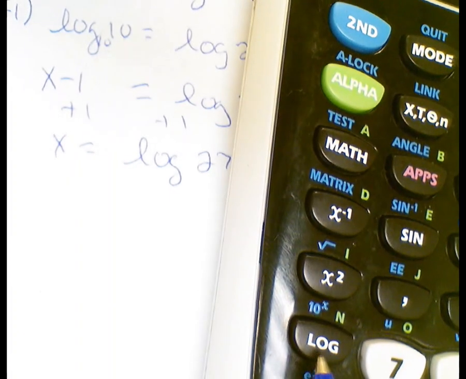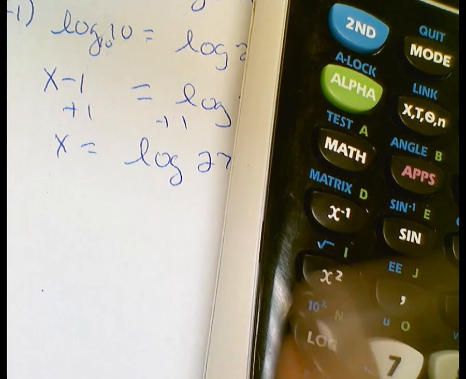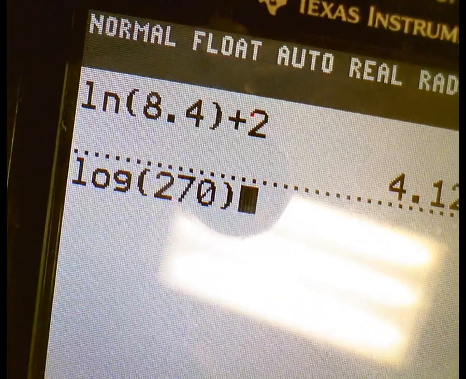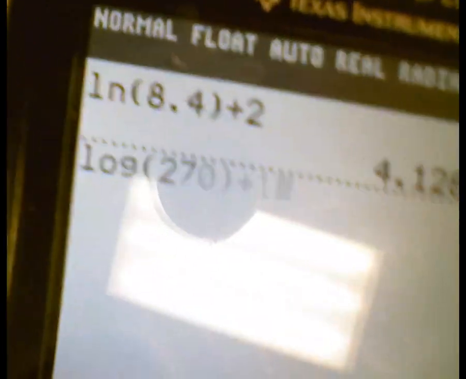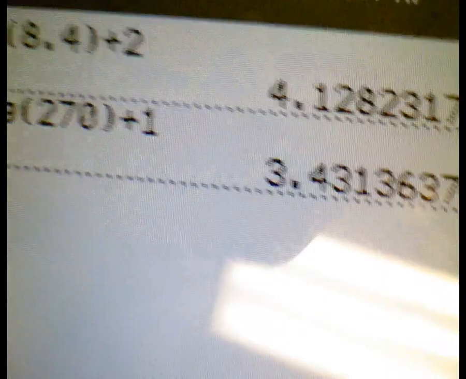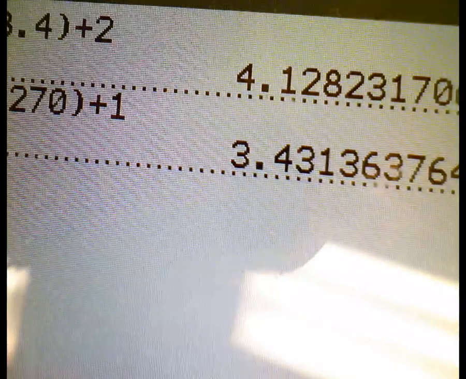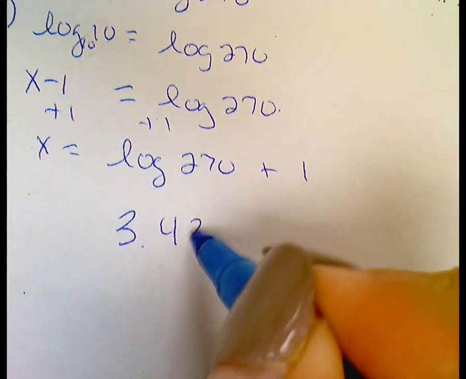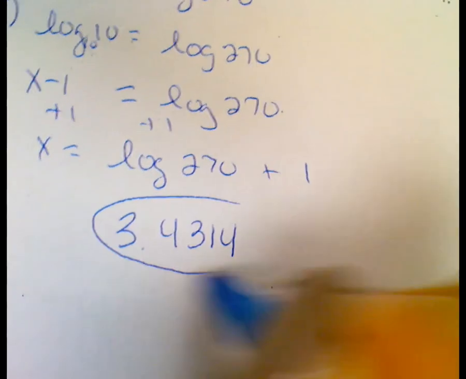At this point, you would go ahead and punch this in your calculator. You're going to press the log key right here, log 270. Make sure you close your parenthesis. If you do not close that parenthesis, you're going to get the wrong answer. And your answer is 3.4314. That's what x equals.